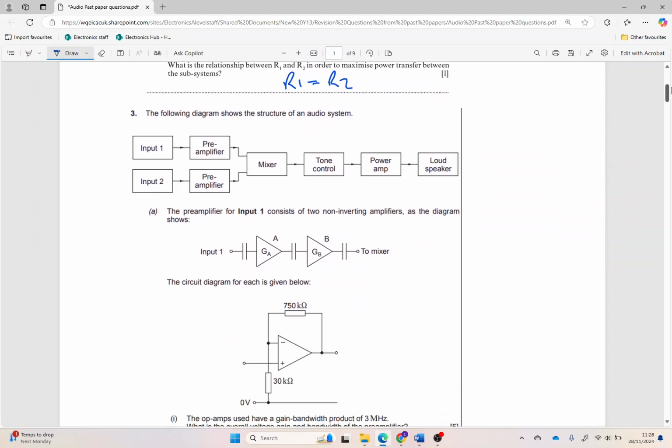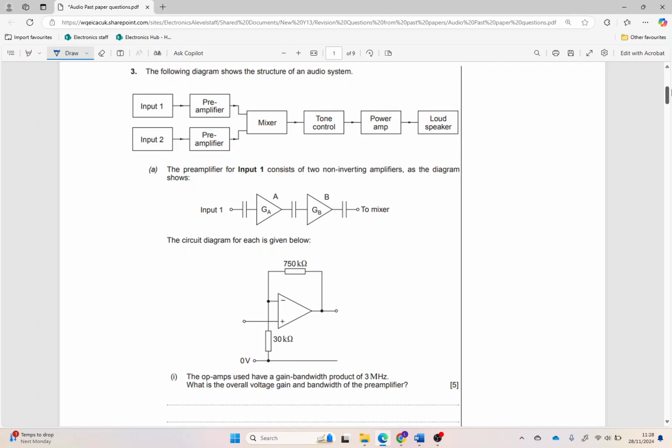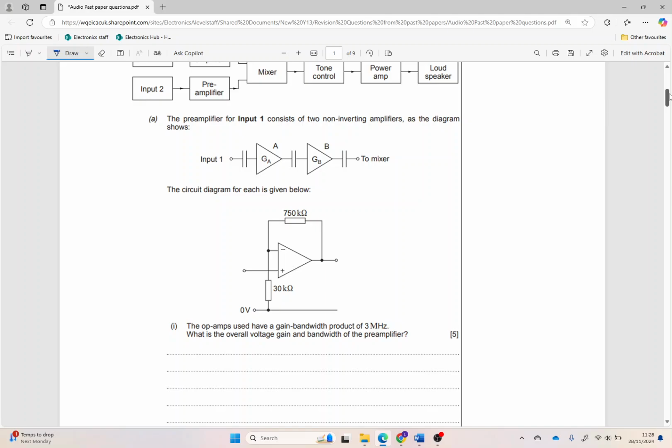So we've got a preamplifier here. It's made from a non-inverting amplifier. So the gain for a non-inverting amplifier is 1 plus RF over R1. So we've got 1 plus 750 over 30 equals 26. So we've got a gain of 26.